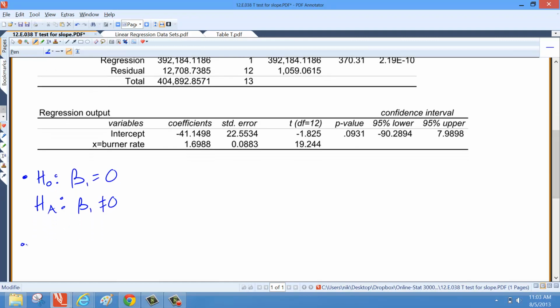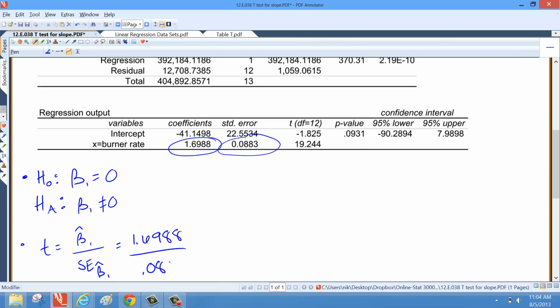Other things you need to do a test is you need to know your test statistic. In our case, our test statistic is equal to the estimate for the slope over the standard error for the estimate of the slope. So 1.6988 divided by 0.0883, accounting for any rounding issues, should be equal to the t-value that is included on your output, 19.244. That's how you get your test statistic.